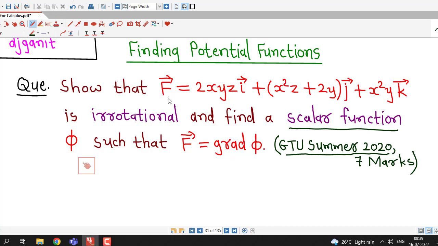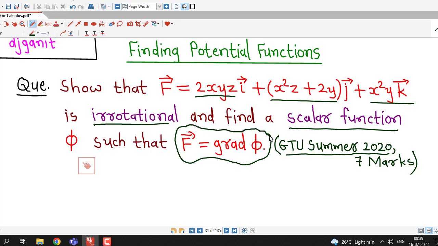Here the question is: show that the vector field f bar given by 2xyz i plus (x square z plus 2y) j plus x square y k is irrotational, and find a scalar function phi such that f bar equals gradient of that scalar function phi. So we know that f bar is irrotational if curl of f bar is a zero vector, and here we are asked to prove that f bar is irrotational.